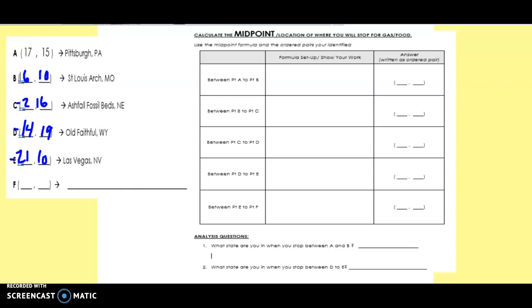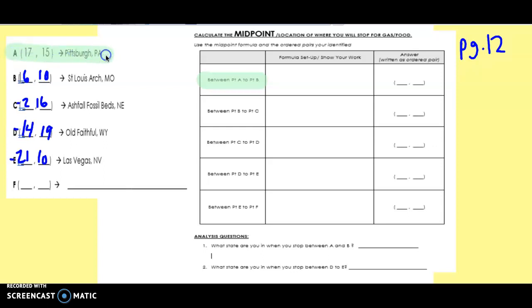And when you're looking at calculating a midpoint, what we're talking about is we're going to drive from Pittsburgh to St. Louis Arch, and exactly in the middle, we're going to be looking to stop for gas and food. So on your worksheet, and this is page 12 of your packet, at the top, you actually have your formula there nicely filled out. So again, I'm looking to figure out the location of the middle of point A to point B.